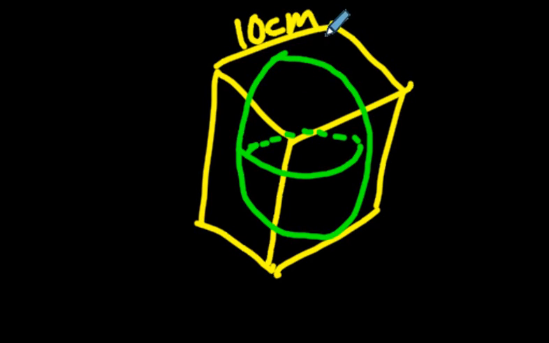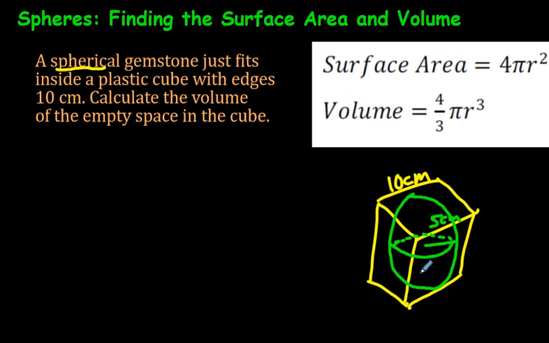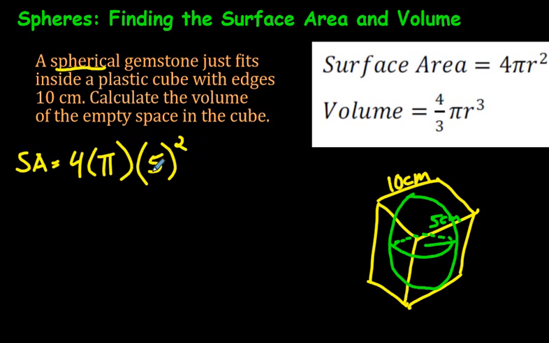Okay? And when we do the question, remember, we don't want the diameter for this sphere. What we want is the radius from here to here, which would be half of 10, or 5 centimeters. Okay? So let's do this. And again, it's just like the last question. It just happens to be a word problem. So the surface area is 4 times 3.14 times 5 squared.